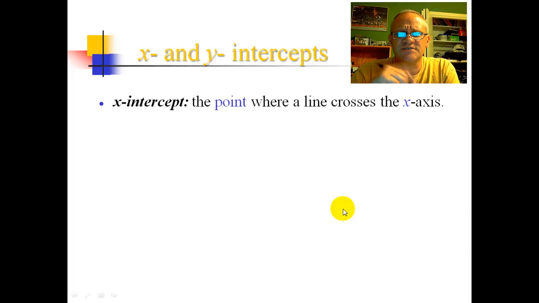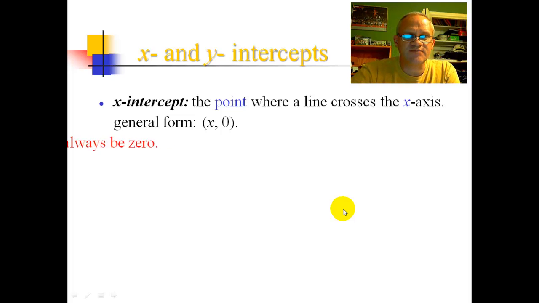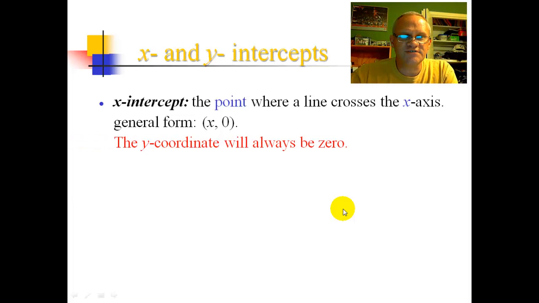I'll draw a graph here in a second so you can see a little bit better what's going on. In general, that point is always going to be whatever the number is and then 0. That means that at the x-intercept, y is always 0. Whenever our line crosses the x-axis, y will always be 0 at that point.